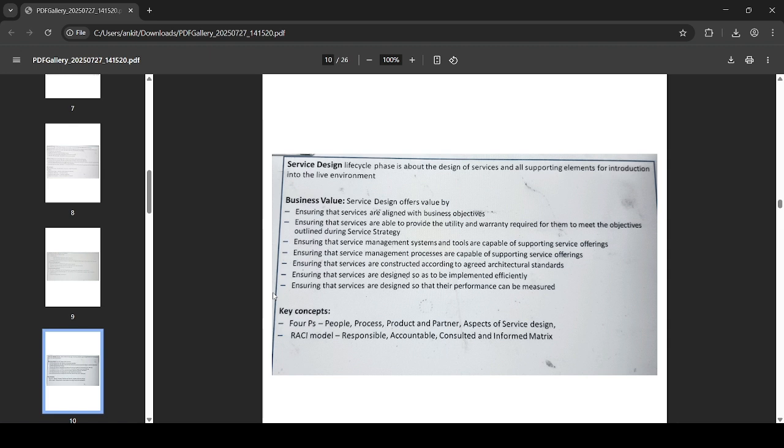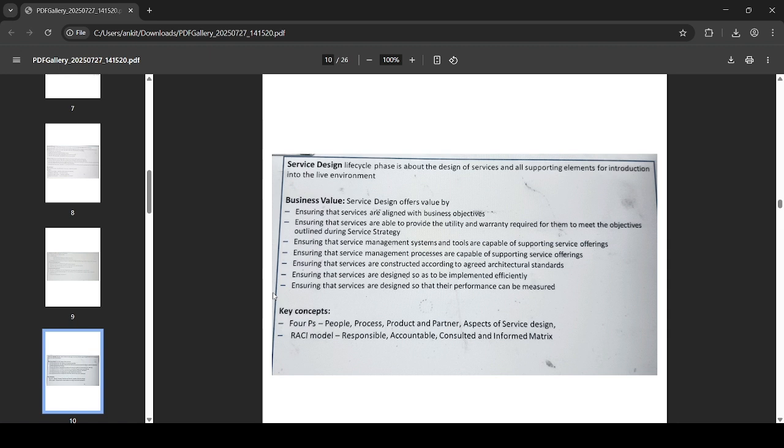So whenever we make a strategy, we have to implement the design. We have to implement the application, like how the application will go into the live environment, and how we can support that application in the live environment. We have to design it.